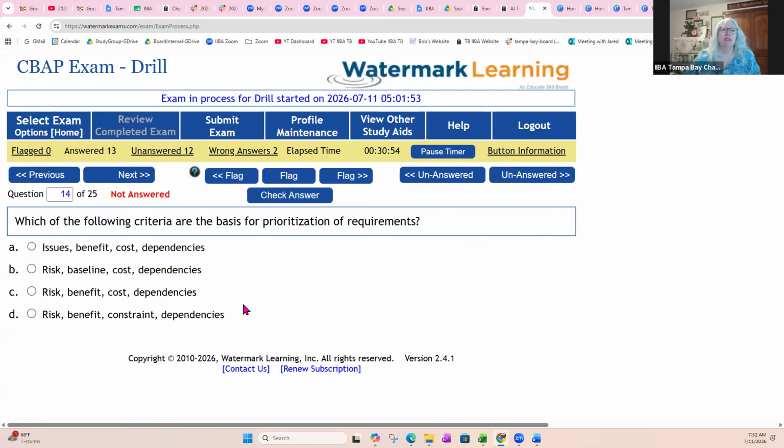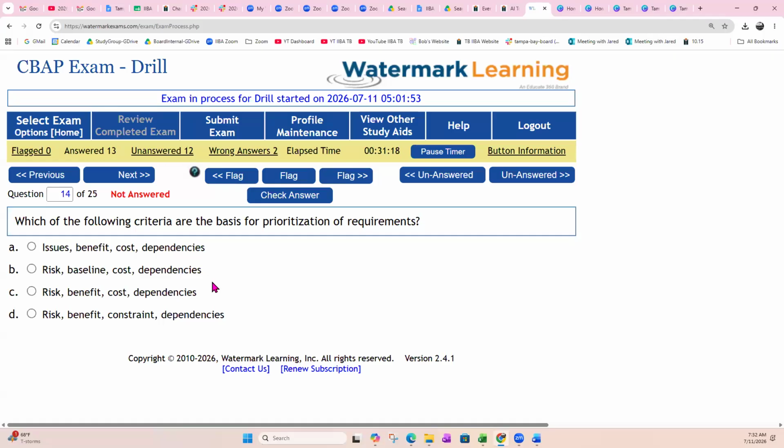Which of the following criteria is the basis of prioritization of requirements? So let's see. These all say risk and benefit. Is it issues or risk? Issues or risk?